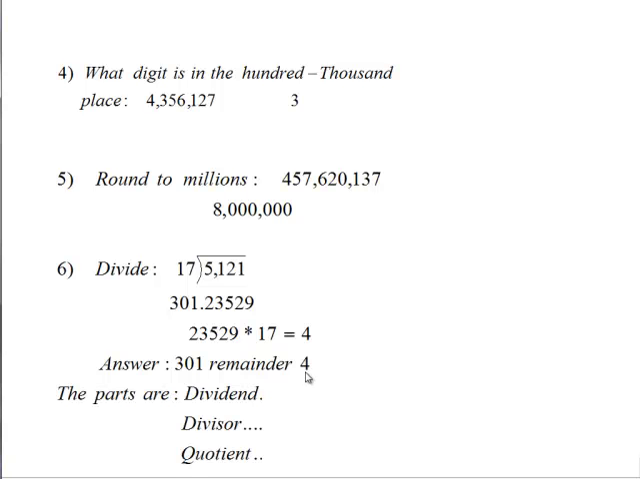Now there's some parts we need to look at and remember. The dividend, that's the number on the inside, is 5121. Divisor is what you're dividing by. The quotient is your answer, 301, remainder 4.